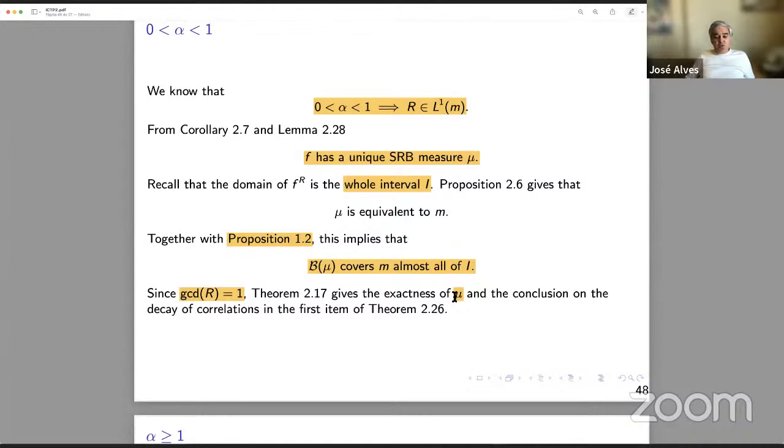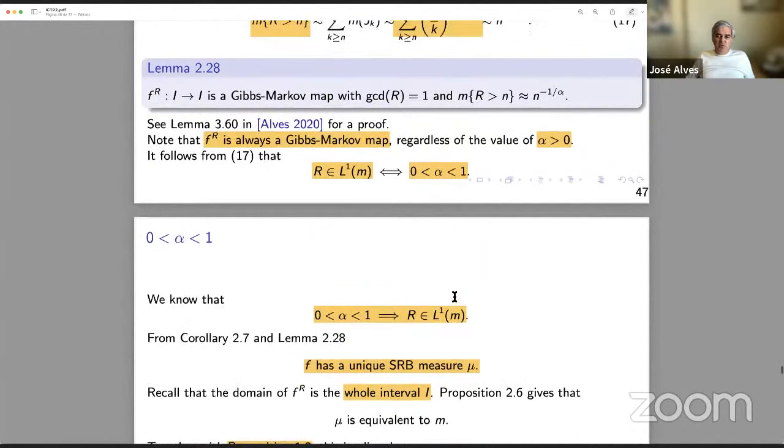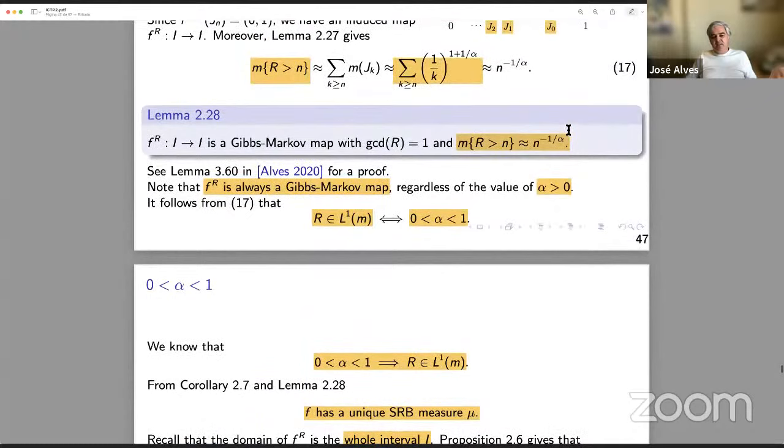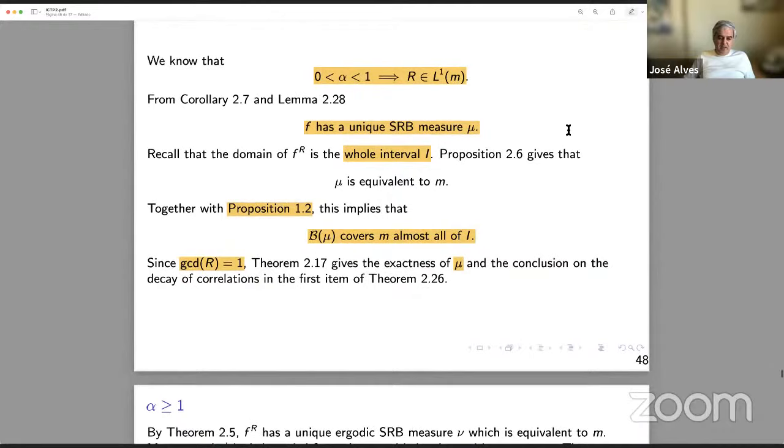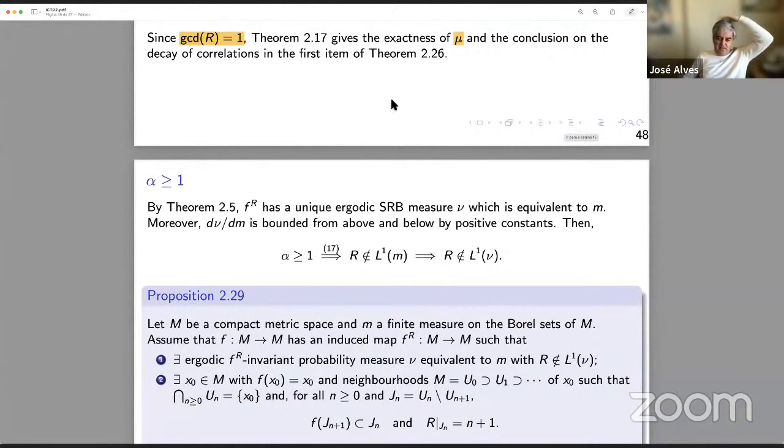The conclusion on the decay of correlations follows from the general result on decay of correlations, using the information that the recurrence times decay at this speed. Plugging it in, this is precisely the statement of the first item of Theorem 2.26, the theorem we are proving now. So in the case alpha greater or equal to one, we deduce that FR has a unique ergodic SRB measure, which is equivalent to m. The integrability of the recurrence times is to pass this information to the original system. We don't need this for the Gibbs-Markov map; we don't need any information on the recurrence times.